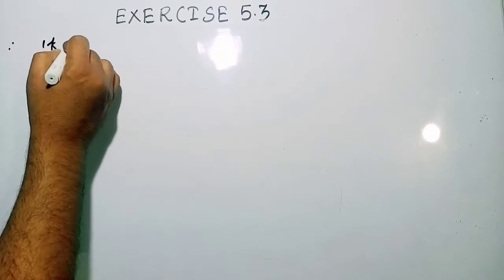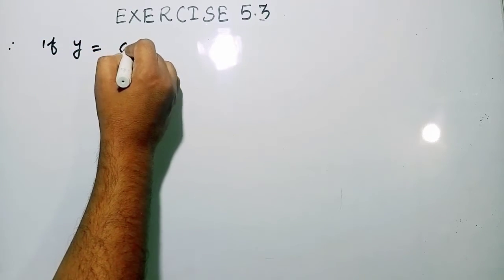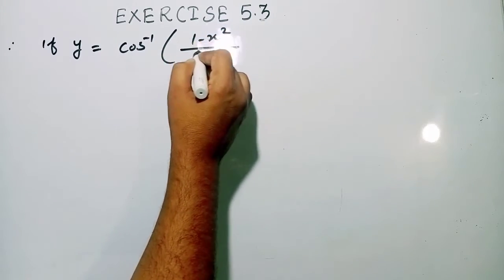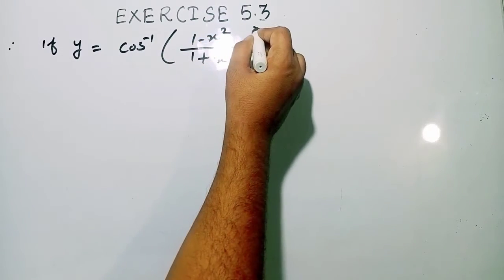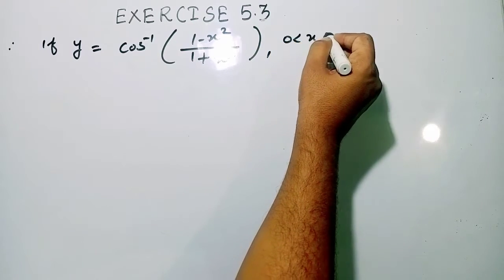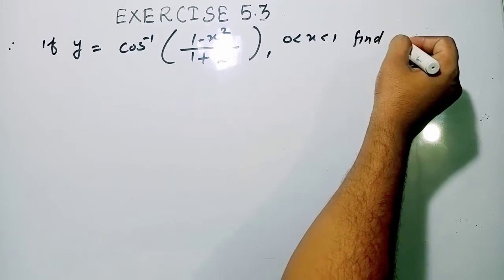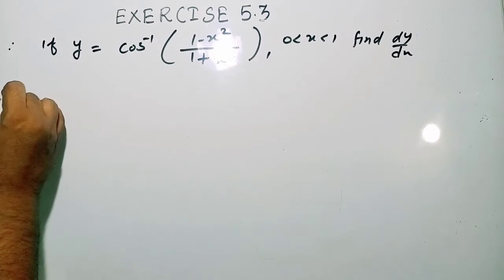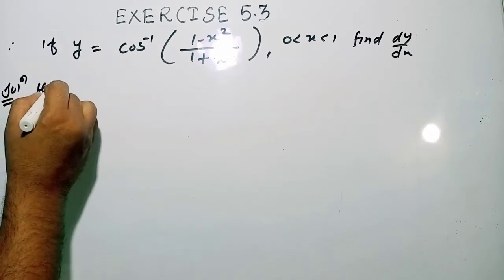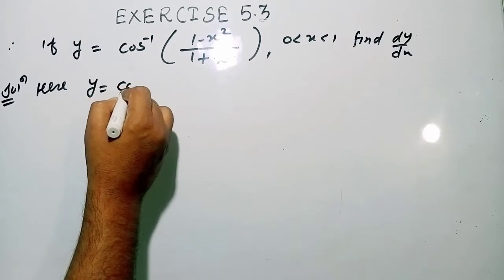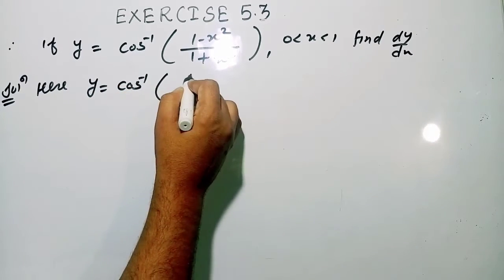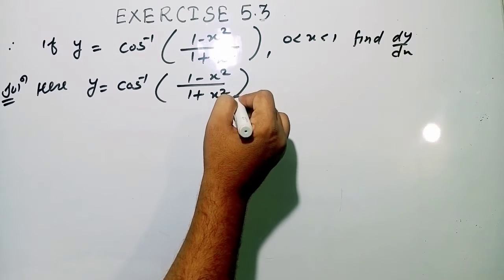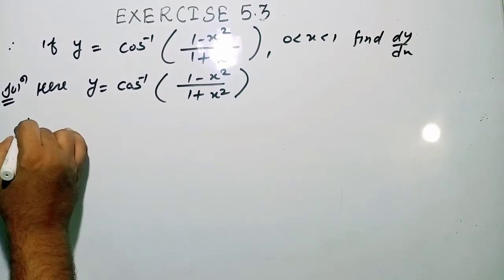Now the question is, if y is equal to cos inverse of 1 minus x square upon 1 plus x square, where 0 less than x less than 1, so we have to find out dy by dx. So let us see the solution. Here it has been given that y is equal to cos inverse 1 minus x square divided by 1 plus x square.